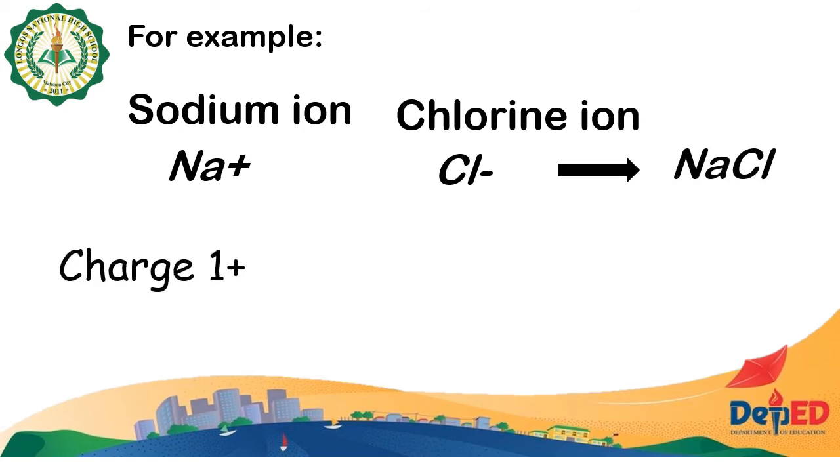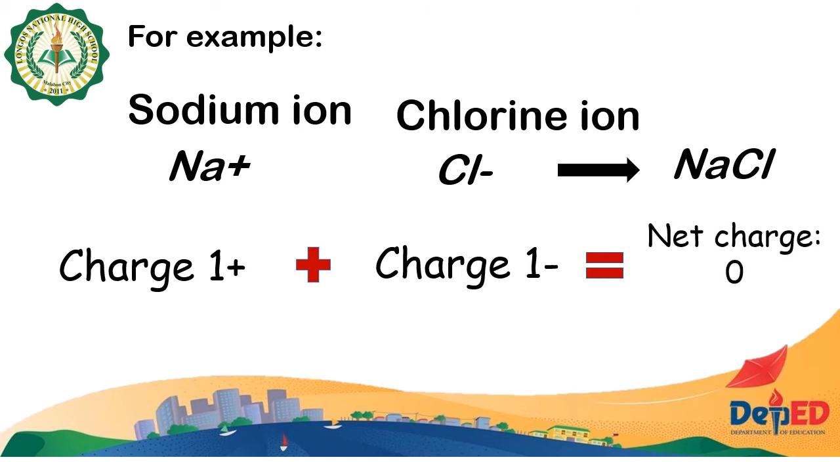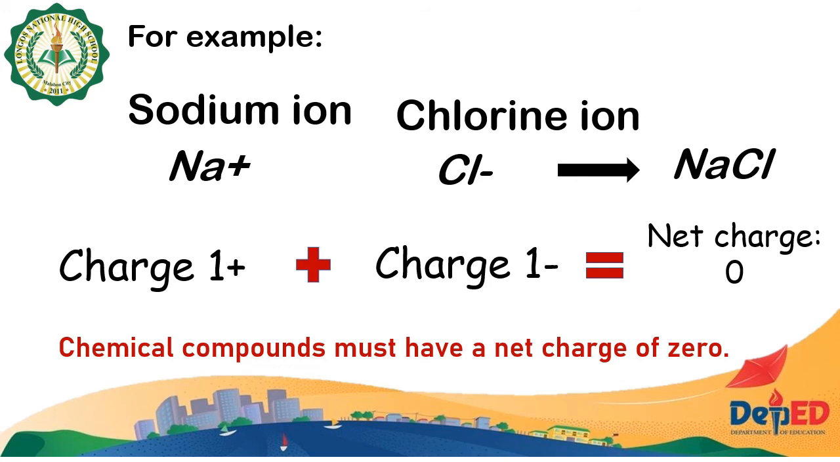The net charge of a sodium ion is positive 1, while the chlorine ion has a net charge of negative 1. Combining these two charges will lead to a net charge of 0. Take note, class, that a chemical compound must have a net charge of 0 in order to form an ionic compound.